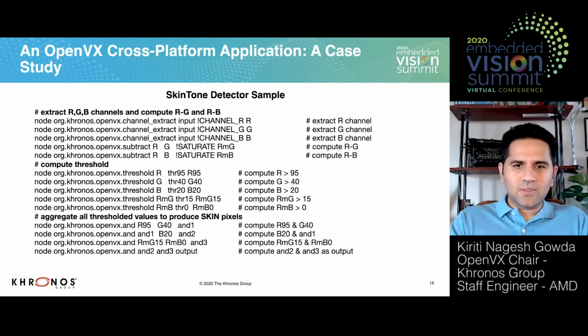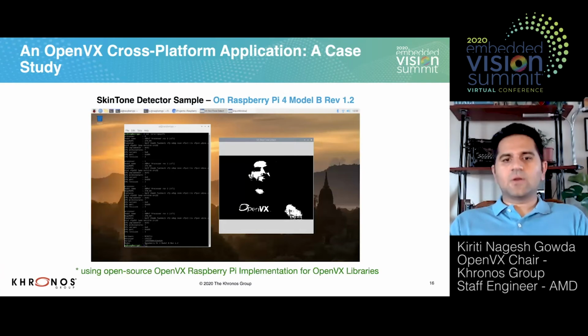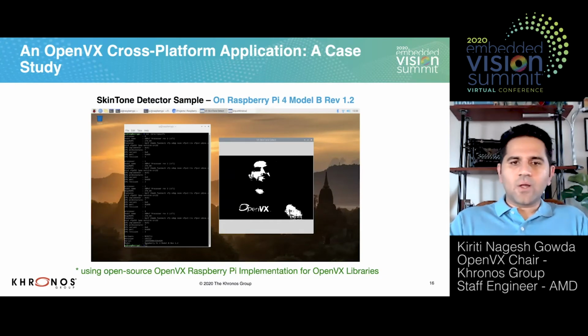What I did is I took this open source implementation of the sample, built the Raspberry Pi implementation for OpenVX, built the OpenVX libraries, and then without changing anything in the sample code, I could compile it and run it on the Raspberry Pi. So this is me running the skin tone detector on a Raspberry Pi 4 Model B using the open source Raspberry Pi implementation.